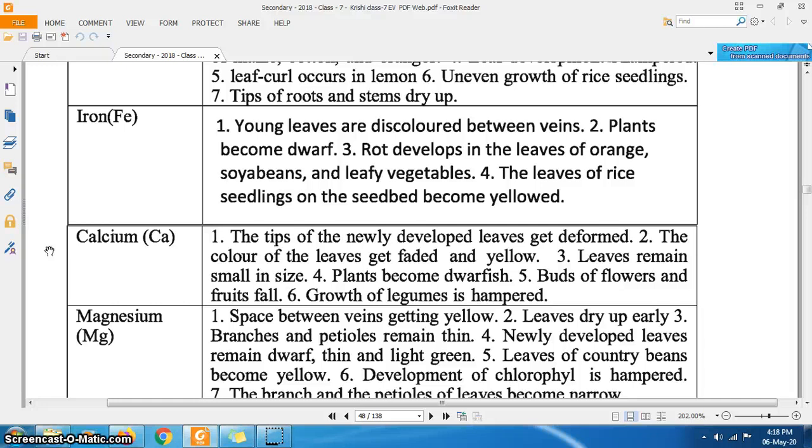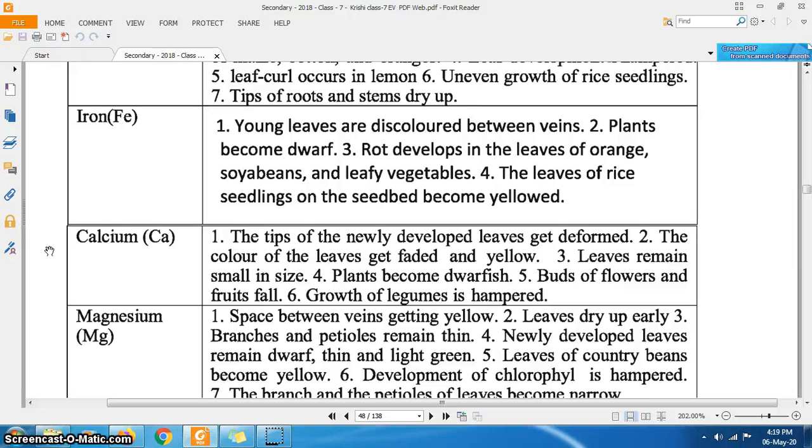Deficiency symptoms of calcium: the tips of the newly developed leaves get deformed. The color of the leaves gets faded and yellow. Leaves remain small in size. Plants become dwarf. Buds of flowers and fruits fall. Growth of legumes is hampered.